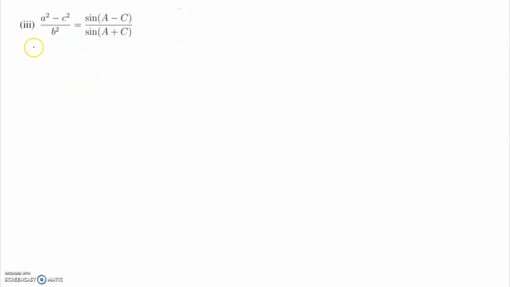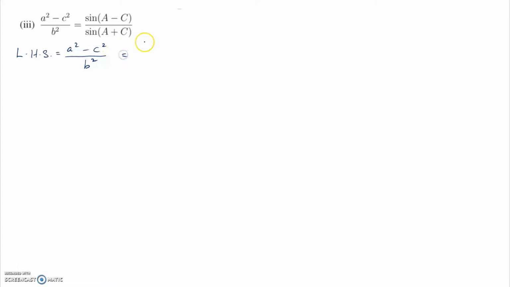Part 3 of question number 7. In triangle ABC, prove that (a squared minus c squared) by b squared is equal to sine (A minus C) divided by sine (A plus C). So let's take the left hand side here, which is equal to (a squared minus c squared) divided by b squared.